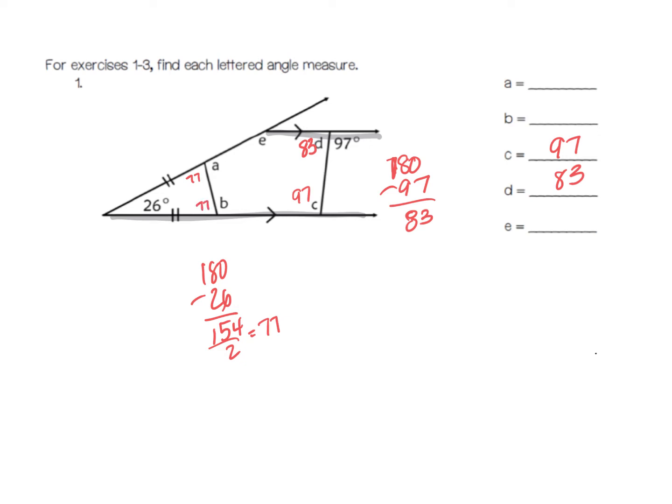Now, A and B are going to be congruent because these two angles right here are a linear pair. So 180 minus 77 gives me 103. So both A and B are 103.